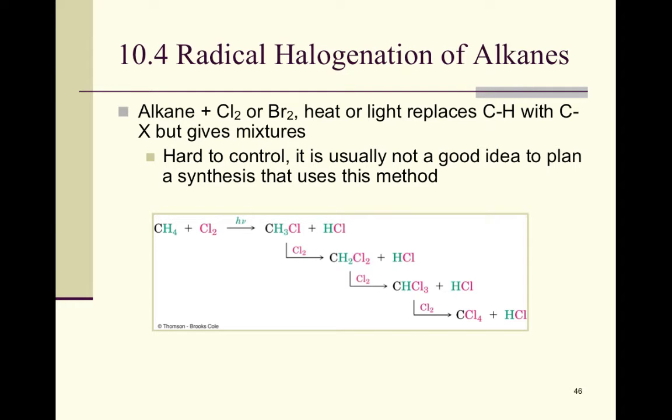This is a poor synthetic method. In the radical halogenation, you can only add 1 halogen at a time. And some of the drawbacks or limitations is it's kind of hard to control, and it's really not a good idea to plan this as a synthesis method. So yes, you can make an alkyl halide this way, not the best method. And we can also see on the next slide another reason why it's not so good.